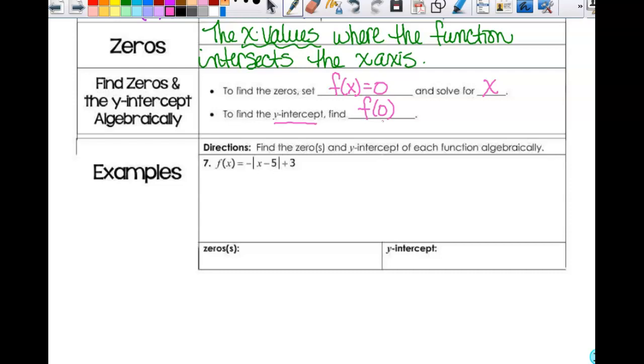Okay. So, any questions at this point? All right, let's look at number 7. I won't scroll yet. It's on the same page for you, right?